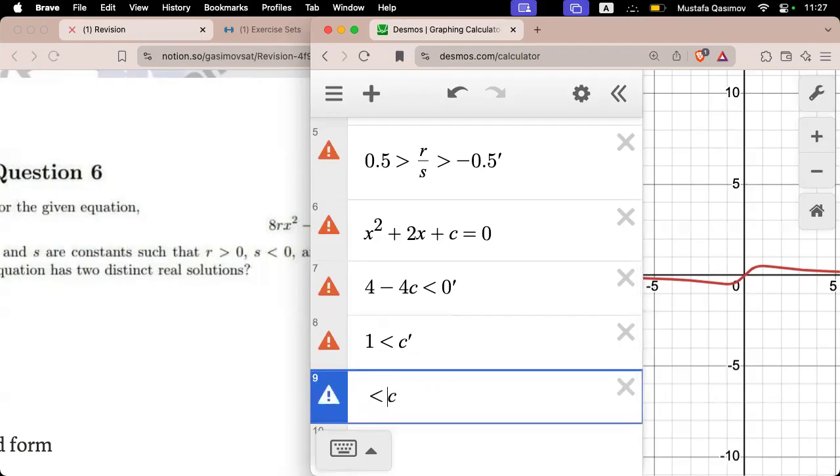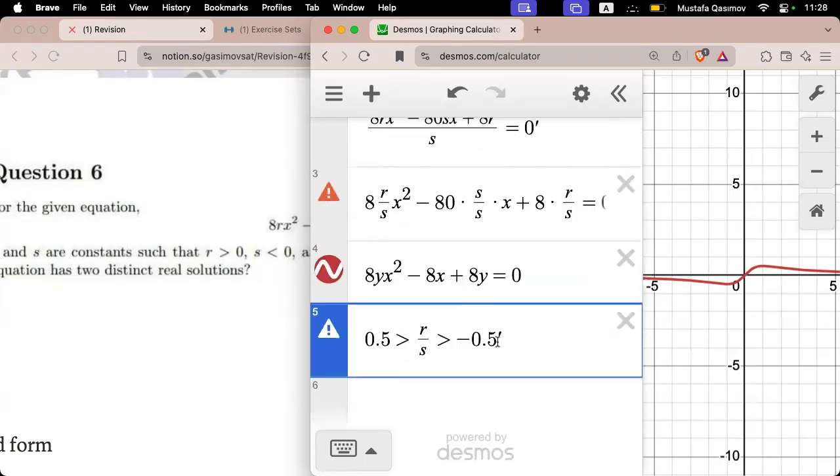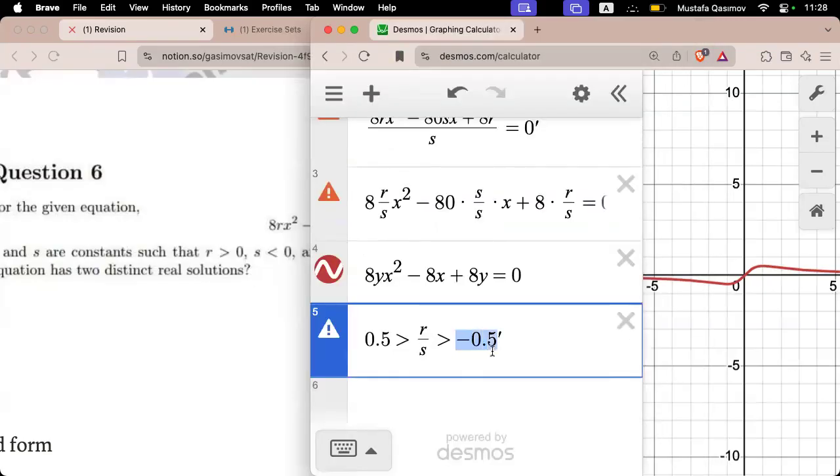But sometimes it can ask also like this: c is greater than k. What's the minimum value of k? For this case, the answer will be 1. Did you understand the difference? Okay, so here it asks not about r over s. It doesn't ask what's the minimum value of r over s. It asks what's the minimum value of k. So it will be negative 0.5.